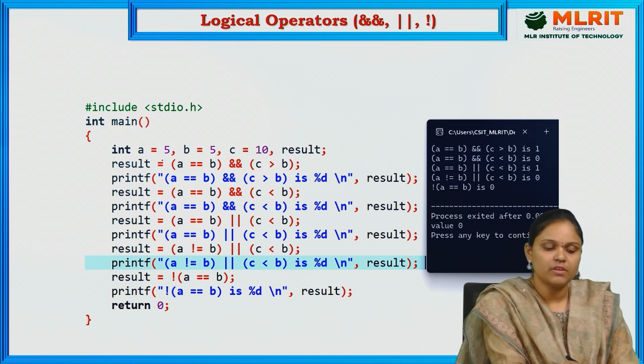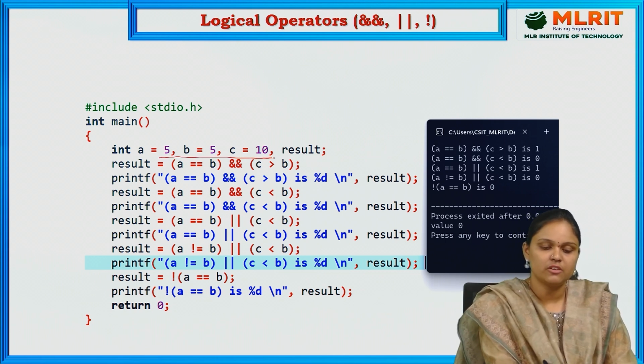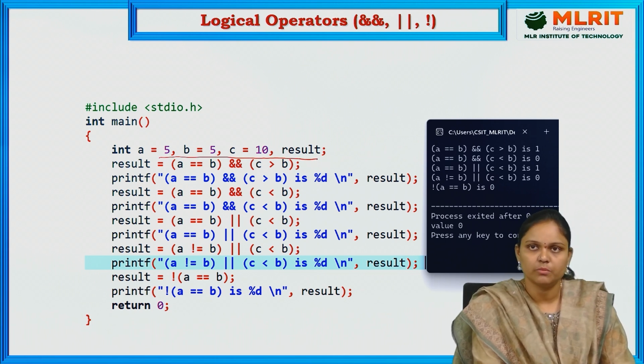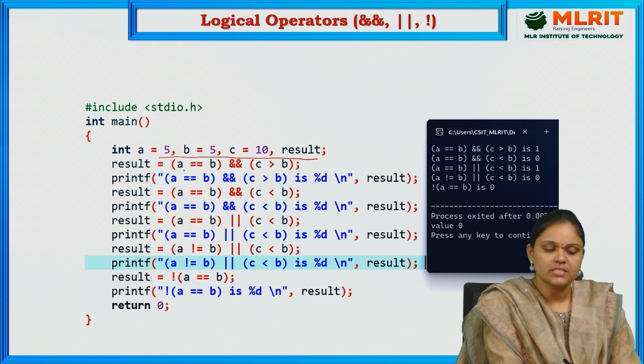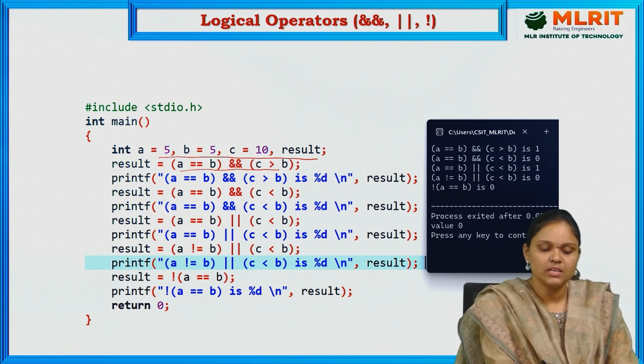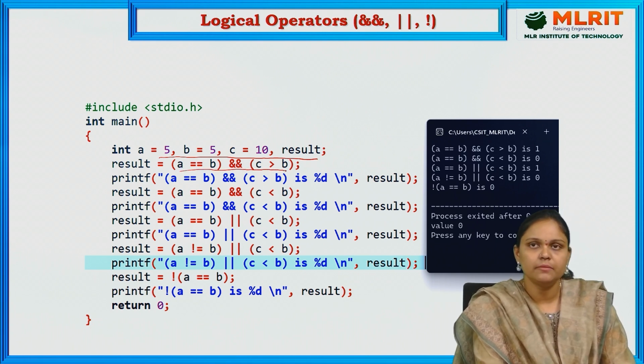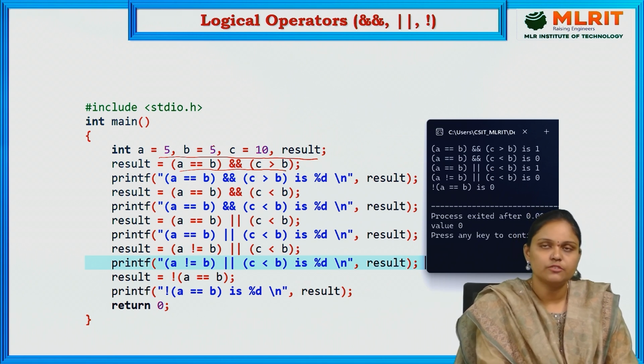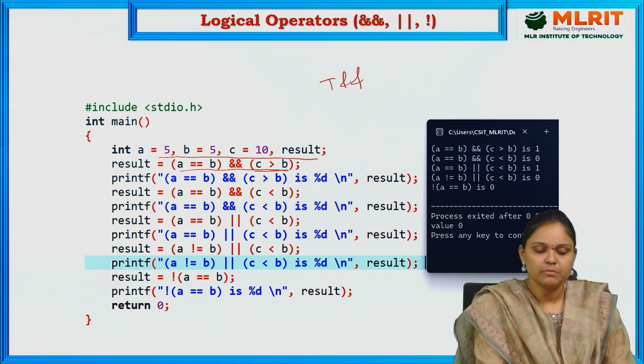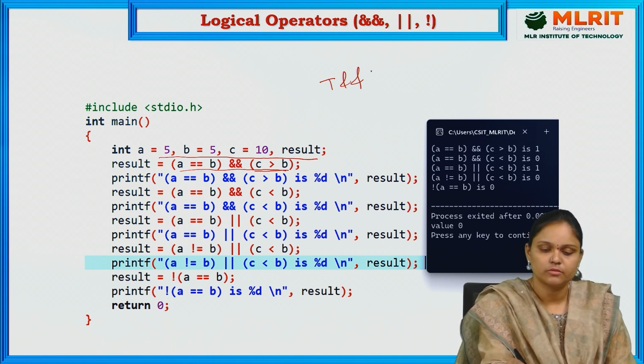We are taking the A value as 5, B value as 5 and C value as 10 and one result variable. So to this result variable we are assigning A double equals to B and C greater than B. So A double equals to B, 5 double equals to 5, that is true. So one condition is true and the other condition, C greater than B. C is 10. So 10 greater than 5, yes, again true.